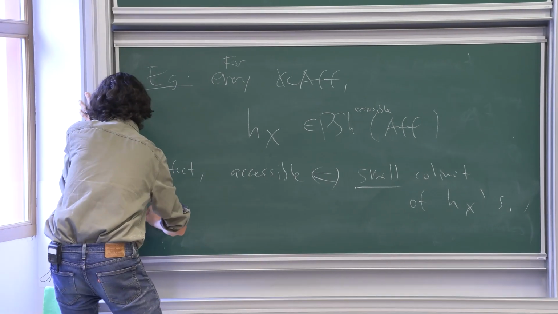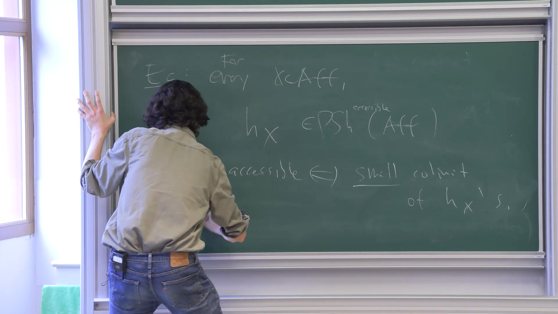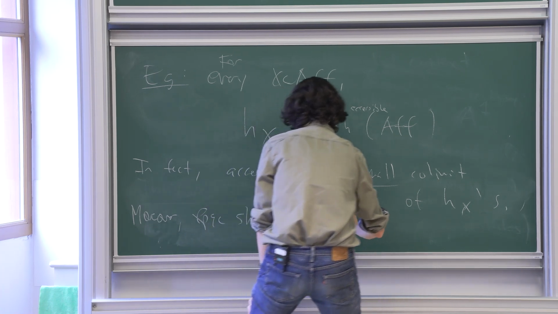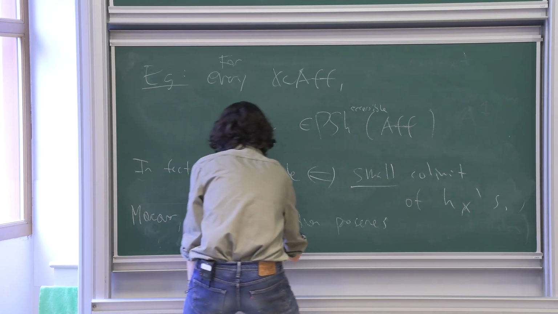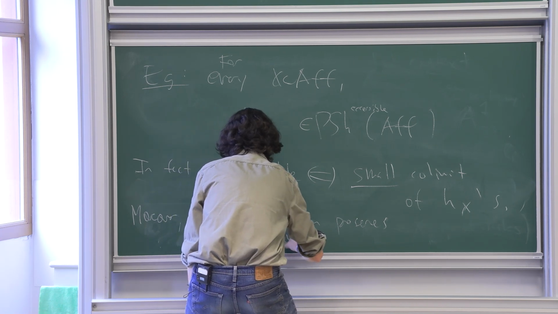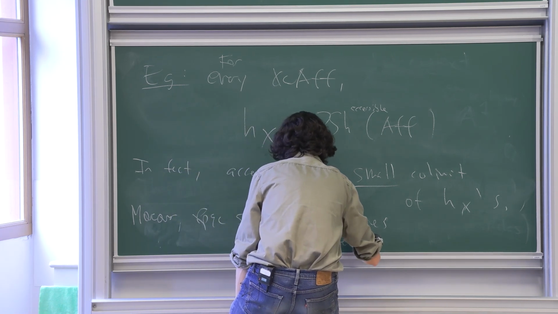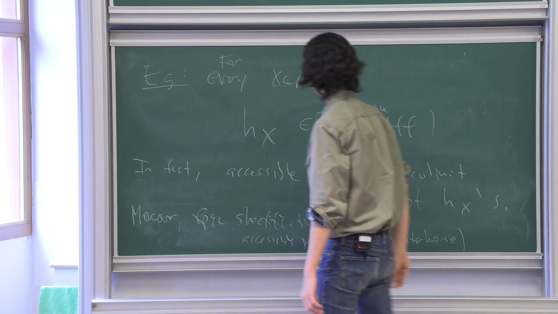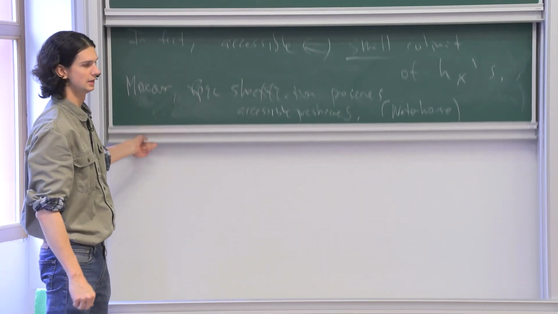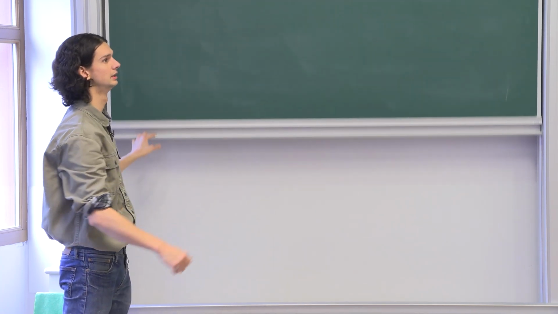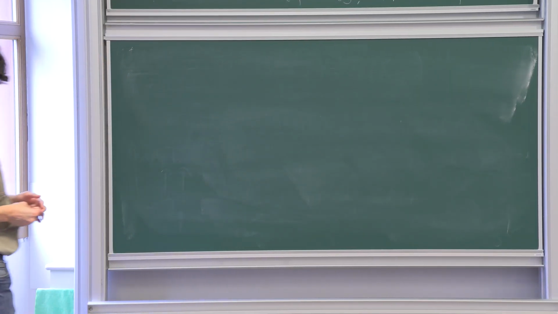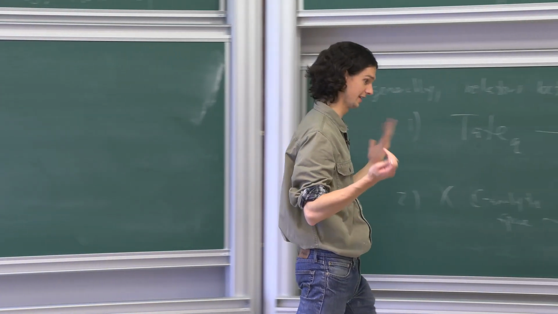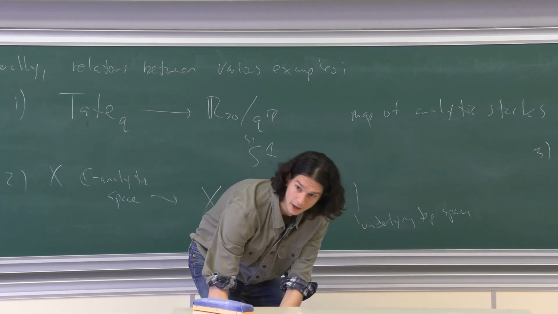And moreover, FPQC sheafification preserves accessible sheaves, or presheaves, sorry. That was actually a theorem of Waterhouse. So that you can also impose the sheaf condition at will without running into set theoretic technicalities.